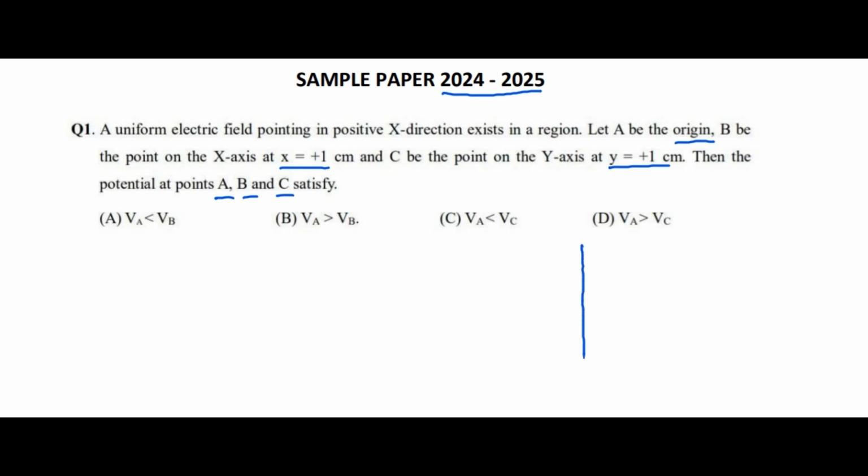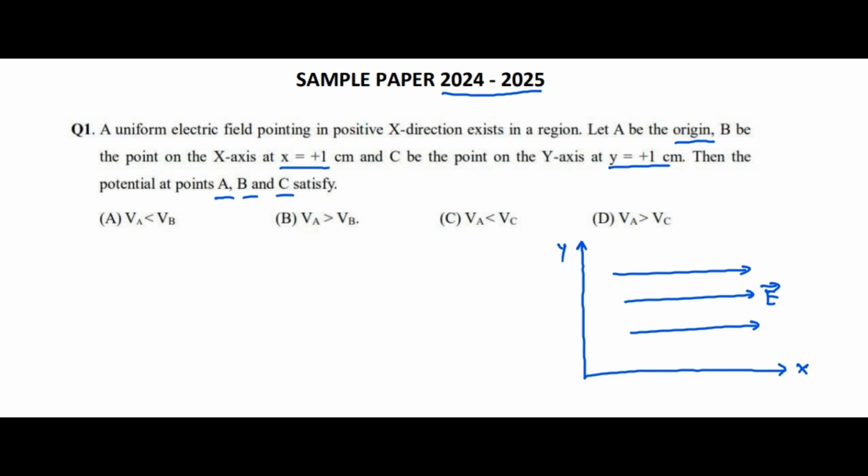The situation is like this. It is the x-y plane and the electric field is in the same direction as the x-axis, and it is uniform. Point A is at the origin of the xy plane. Point B is at plus 1 distance on the x-axis. Point C is at plus 1 centimeter on the y-axis.